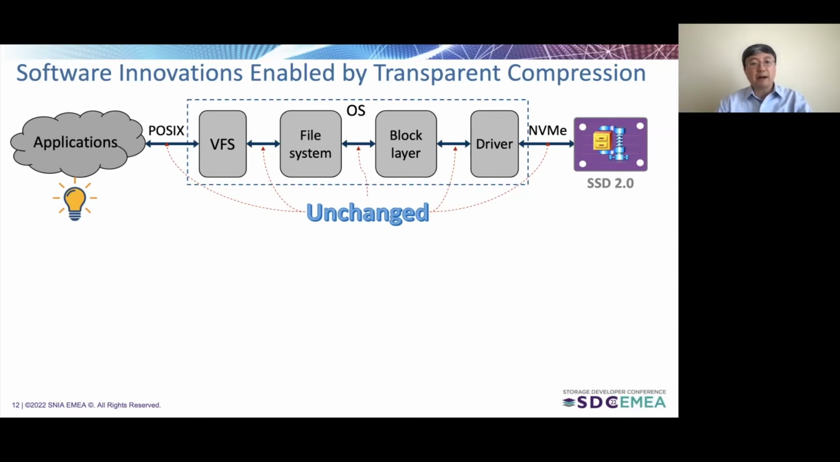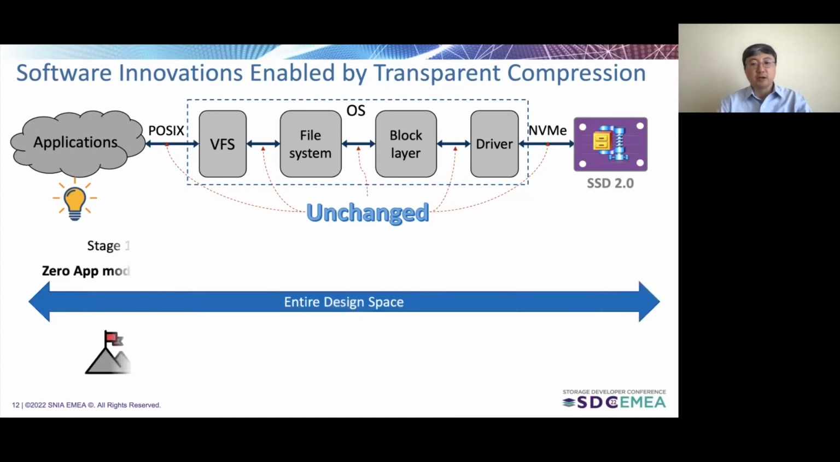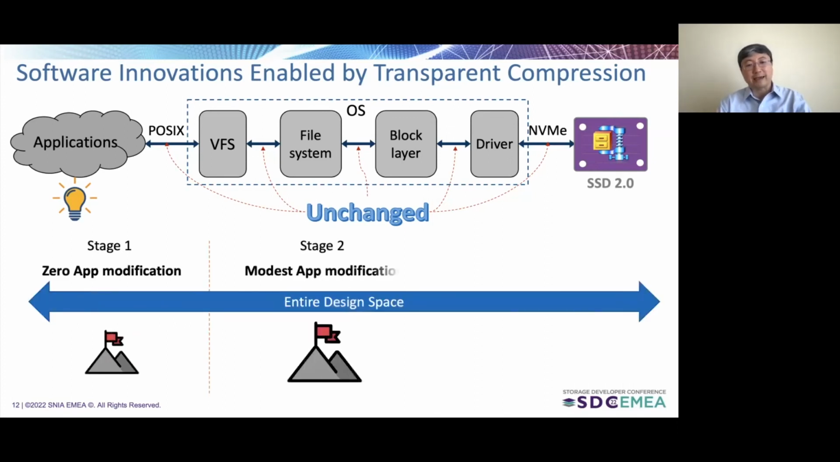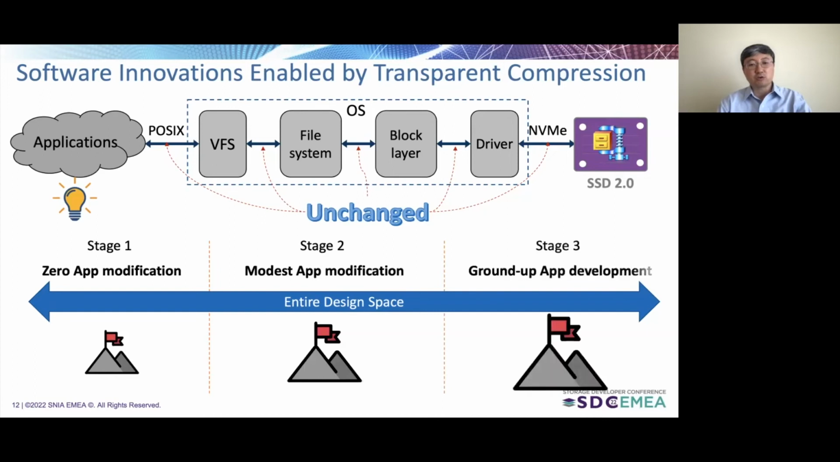So based on how much we need to modify the applications, we may categorize the entire design space into 3 stages, as shown here. In the remainder of this talk, I will use an example in stage 2 to showcase the exciting innovation potential here.